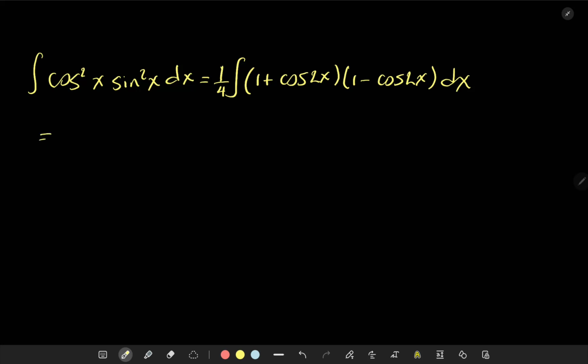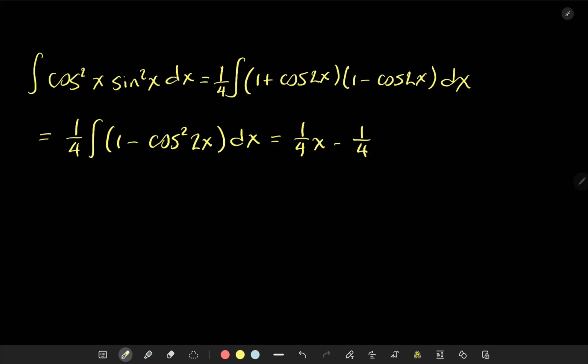So it's not too bad because I get 1/4 of the square of the first is 1 minus the square of the second, which is cosine squared of 2x dx. Okay, so the first term is really easy to address. It's going to be 1/4 of x. No troubles there. And then minus 1/4 of the integral of the cosine squared of 2x dx.